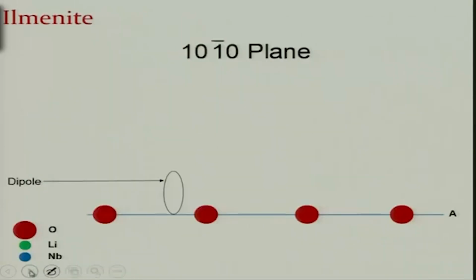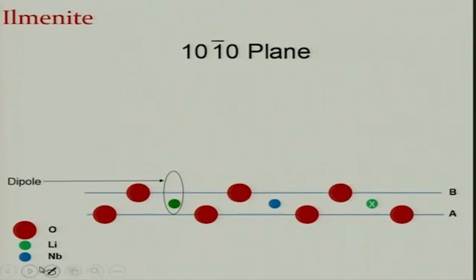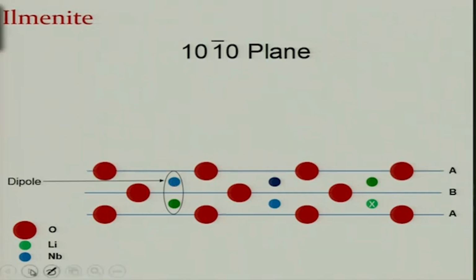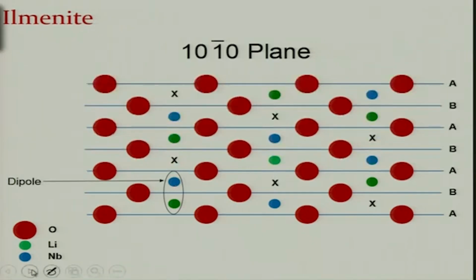In this material we have an oxygen layer, then a second layer where you can see this is lithium, this is niobium, this is empty. Then the second oxygen layer, and again you follow. So this is how it will be: lithium, niobium, empty, niobium, empty, lithium, empty, lithium, niobium. This is how you go. So now you have alternating atoms in the same layer.